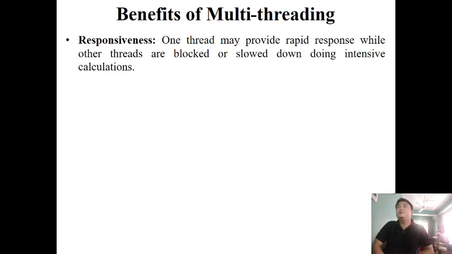So, benefits. Responsiveness. For example, suppose you have typed yahoo mail.com. In yahoo mail.com, there is so much content that you will see. It may happen that some thread portions may be loading, whereas another is already active. One thread may be very fast, another thread may be very slow. So the responsiveness will be high if you follow multi-threading, because of the size of the instructions assigned to different threads.